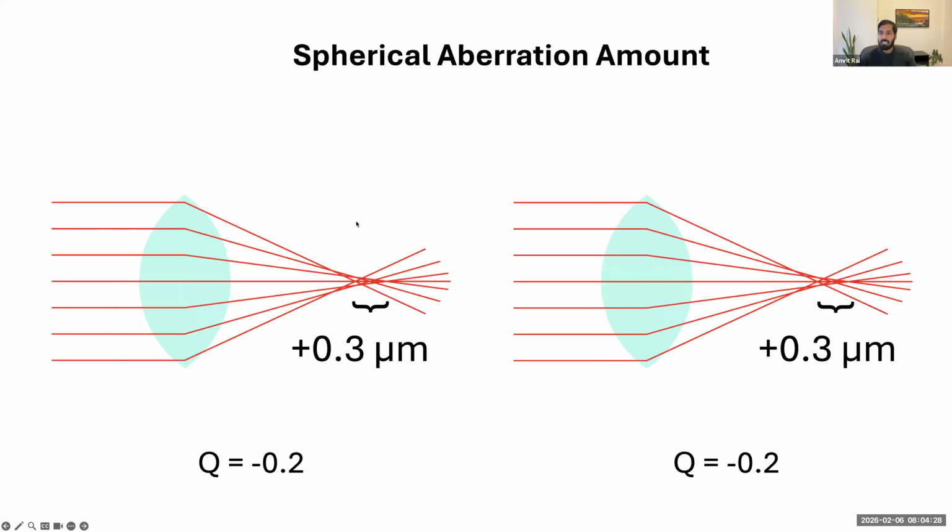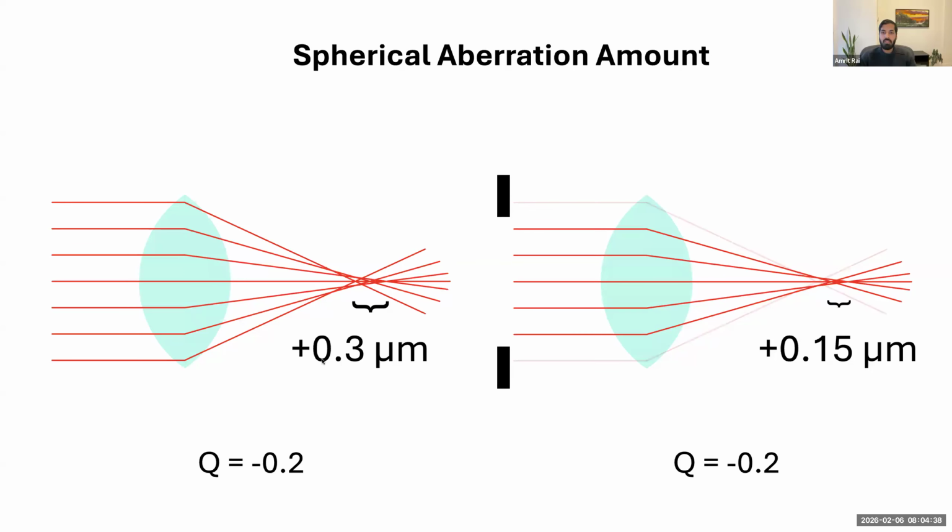Both of these lenses have the exact same shape, so their Q coefficients are the same, minus 0.2, and they both have the exact same amount of spherical aberration, 0.3 microns. If we reduce the aperture size by blocking out some of the peripheral light rays, then higher order aberrations like spherical aberration will decrease in their magnitude because we've gotten rid of the most distal rays. This is why higher order aberrations are more relevant in patients with larger pupils. This also shows why there's no simple formula to convert from spherical aberration to Q coefficient.